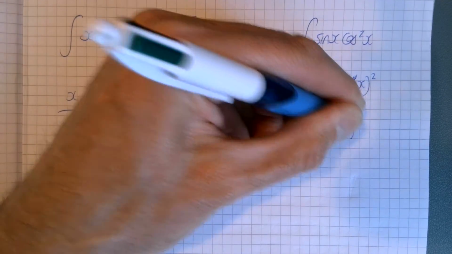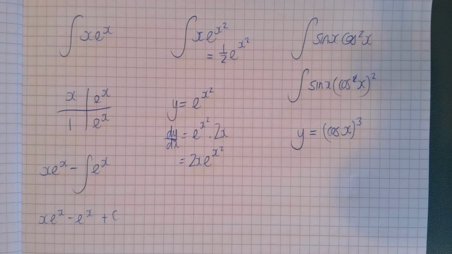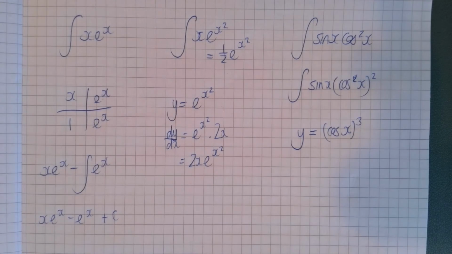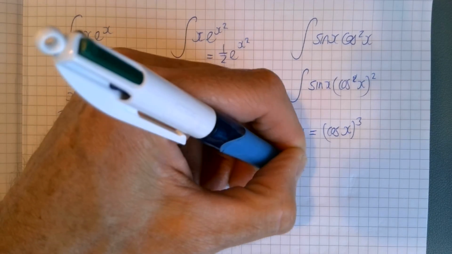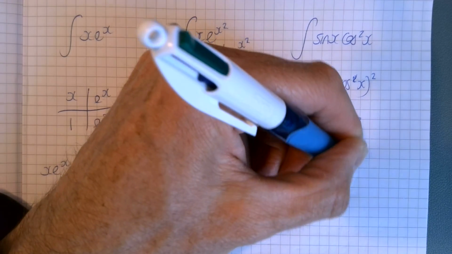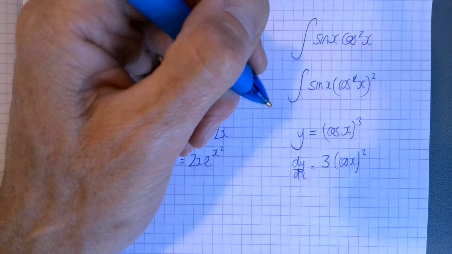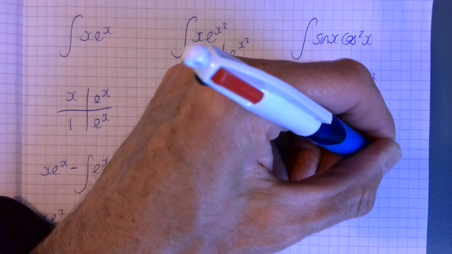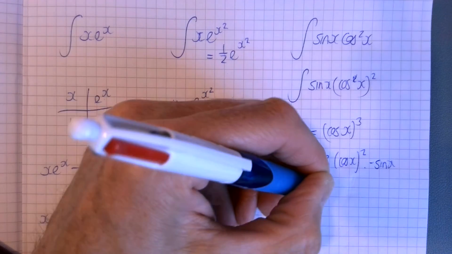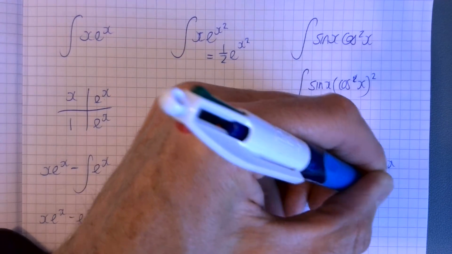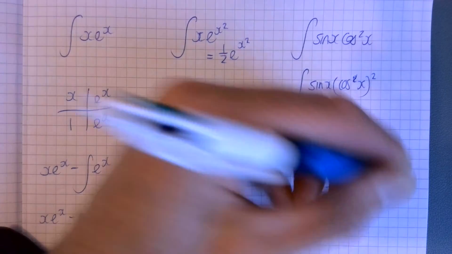How do I know it's cos cubed x? Well, I know when I integrate, I increase the power by 1. When I differentiate, I decrease the power by 1. So I'm just going to have a punt and see what I get when I differentiate that. dy by dx: multiply by the power, reduce the power by 1, and then multiply by what you get when you differentiate the bracket. Cos becomes minus sine x. So that gives me minus 3 sine x cos squared x.